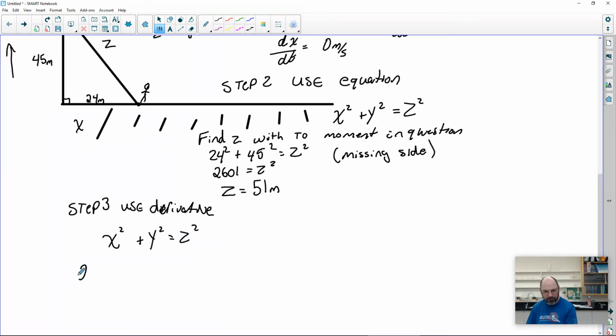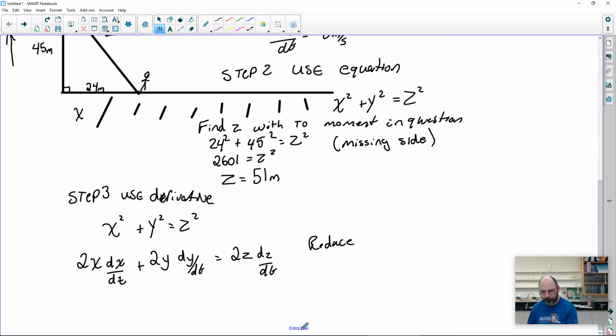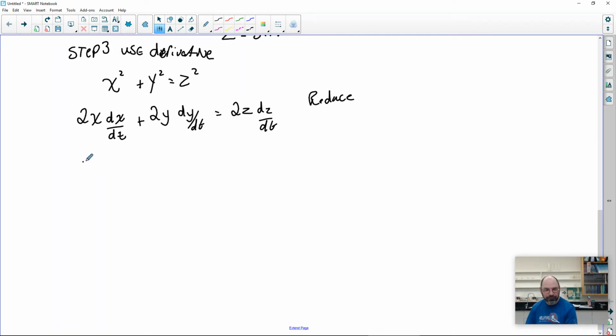So the derivative of this is 2x dx/dt plus 2y dy/dt equals 2z dz/dt. Okay, and then we can reduce the differential equation. 2 can come out of all of them. So x dx/dt plus y dy/dt equals z dz/dt. And now we plug our numbers in and solve for dz/dt in the last step.